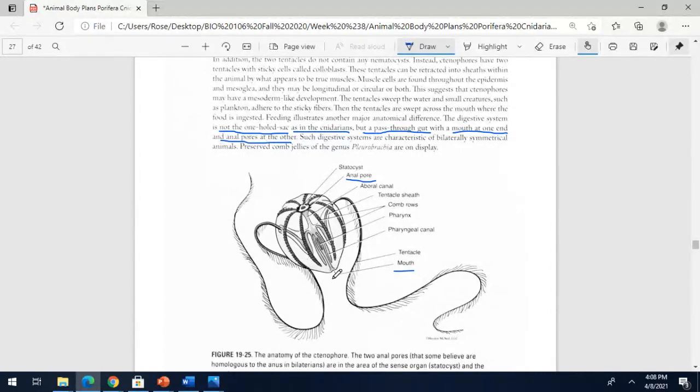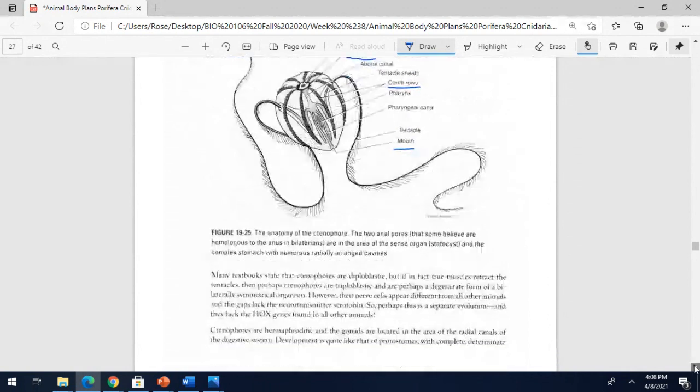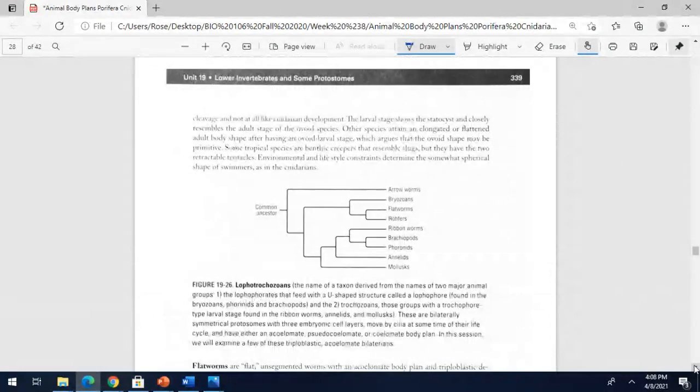And here is the oral direction, and here's the aboral. All right, so these are the features that you'll see here, and the comb rows, which are 8 of them. All right, so what else do I need to say? So just read up on that.